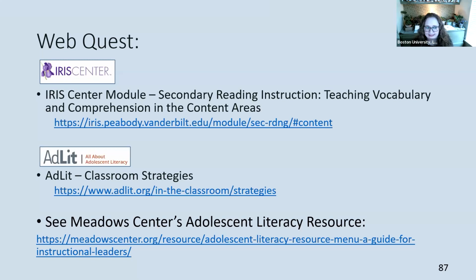AdLit, everyone should know about AdLit. It's adolescent literature. It's a website that is a clearinghouse of strategies that we've been talking about to support adolescent literacy development. It is run by WETA, the public television station here in the Washington, D.C. area, and they just celebrated a relaunch of AdLit, adolescent literacy, and you can go look at those classroom strategies. They've got lots there, including some videos to watch of things in practice.